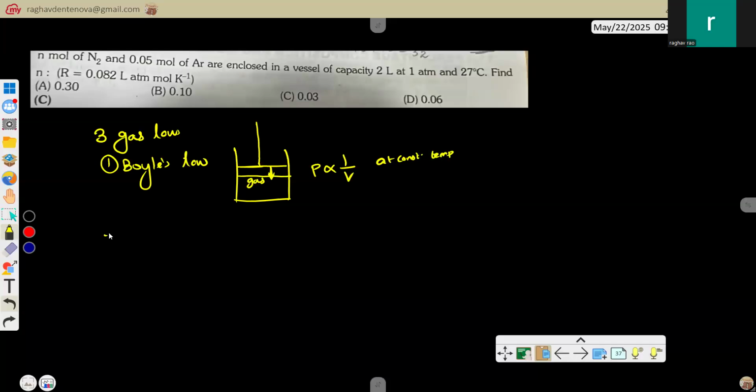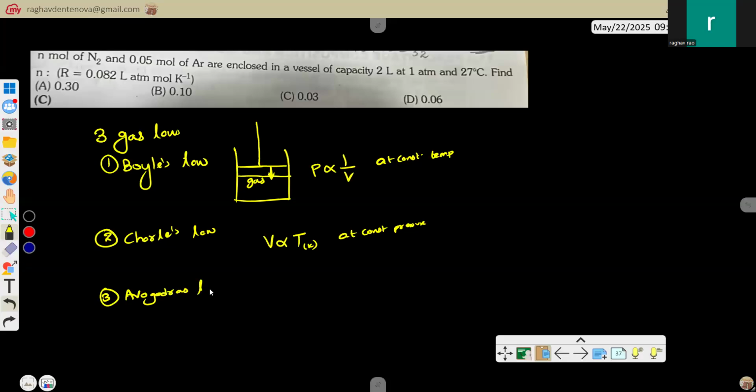Then we have another law called Charles' law. Charles' law states that volume is directly proportional to temperature. Temperature must be taken in kelvins only. Volume is directly proportional to temperature at a constant pressure. So if I take pressure constant and increase the temperature, the volume of the gas will also increase. Then comes Avogadro's law.